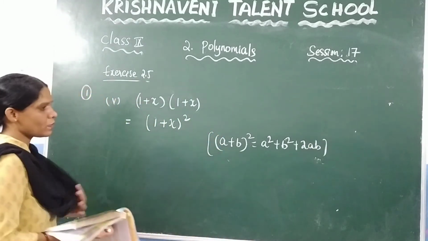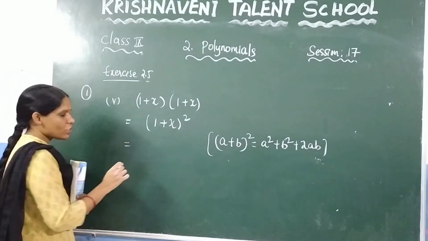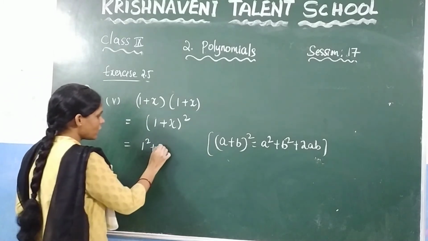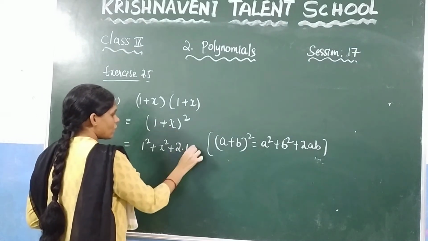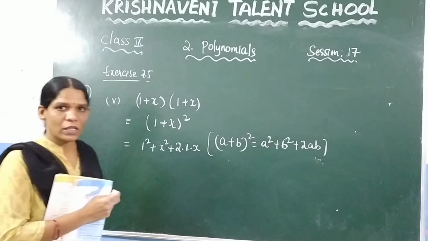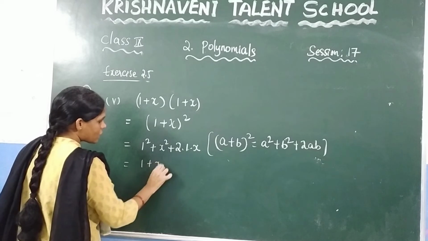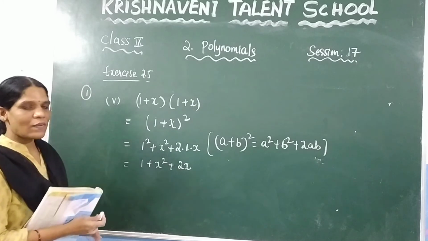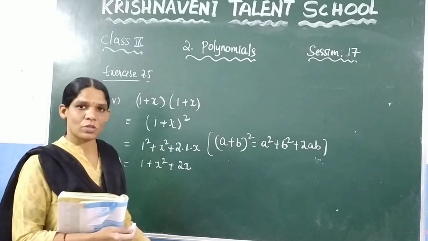So here it is in the form of (a + b)². You can write it as a² + b² + 2ab. So here what is the value of a? Which is 1. So write it here 1² plus what is the value of b, which is x? So write it here x² plus 2ab, 2 into the value of a, which is 1, and the value of b, which is x. So you can write it as 1² which is 1, plus x², plus 2 into 1 which gives you 2x. So we have just expanded this one by using the identity (a + b)², which is nothing but a² + 2ab + b².